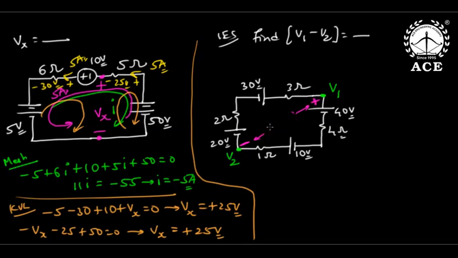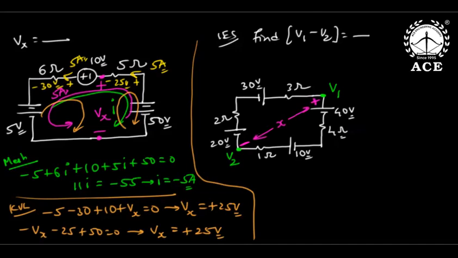Now I need this V1 minus V2. I am showing arrows to indicate that V1 minus V2 is the potential difference between these two points. I will label it X, and that X is nothing but V1 minus V2. Now to get that, I will write a KVL, but first I will again do mesh analysis.